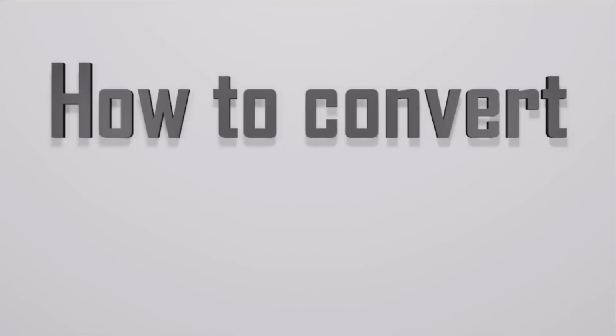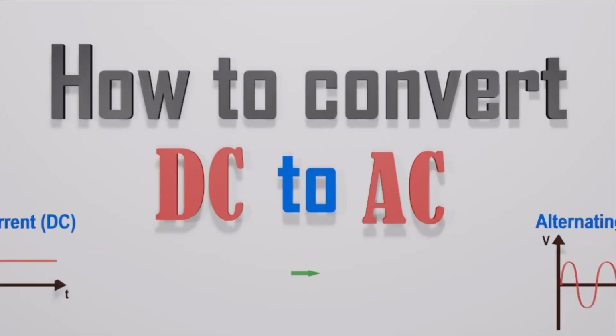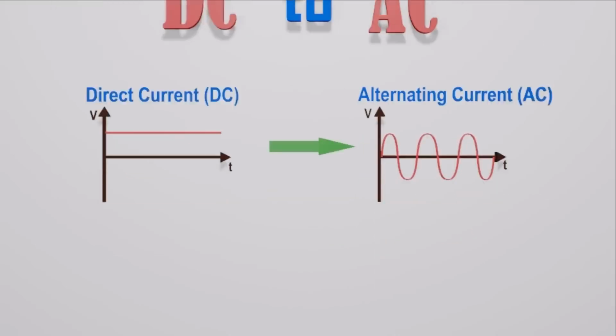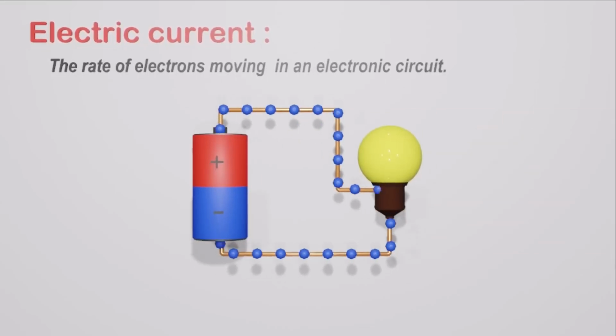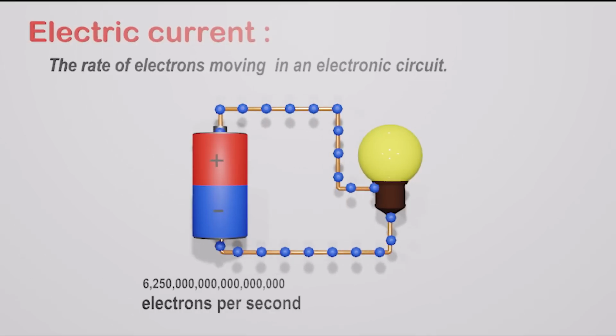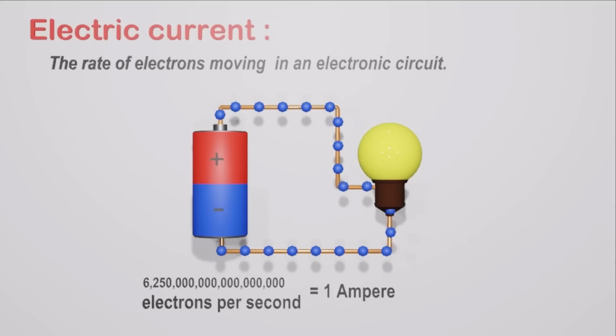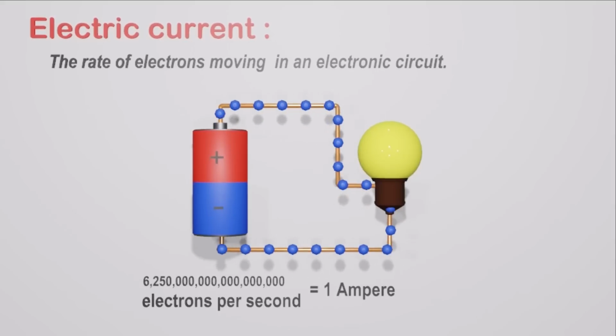Today, we are going to talk about how to convert direct current into alternating current. Electric current refers to the rate of electrons moving in an electronic circuit. If this many electrons are moving through the circuit at a second, we can say the electric current of this circuit is 1 ampere.